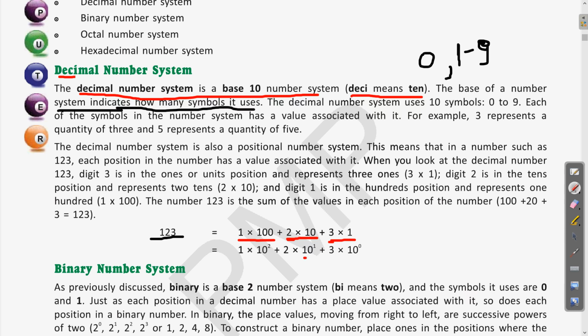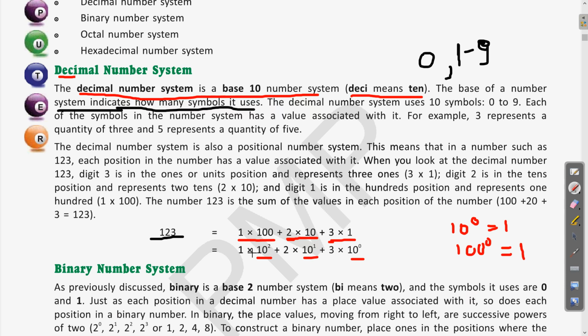Now here comes a new concept: all of the digits are multiplied with the base of the number system. Here the number system is decimal, so what is the base? The base is 10. And any number raised to the power 0 is 1. If I write 10 to the power 0, the value will be 1. If I write 100 raised to the power 0, even then the value will be 1. So any number raised to 0 has the value 1. Here, 1 is 10 raised to the power 0.